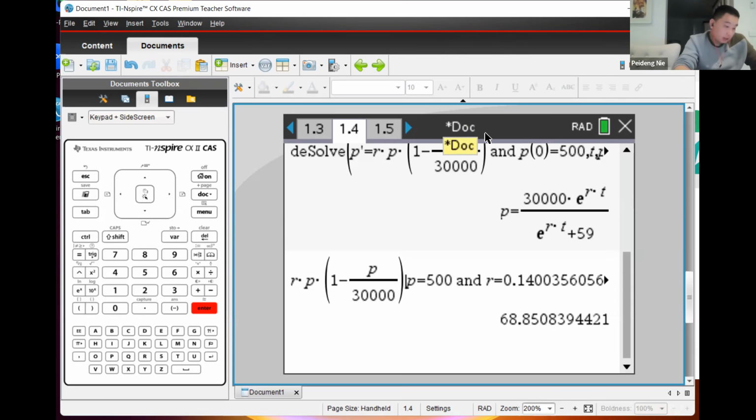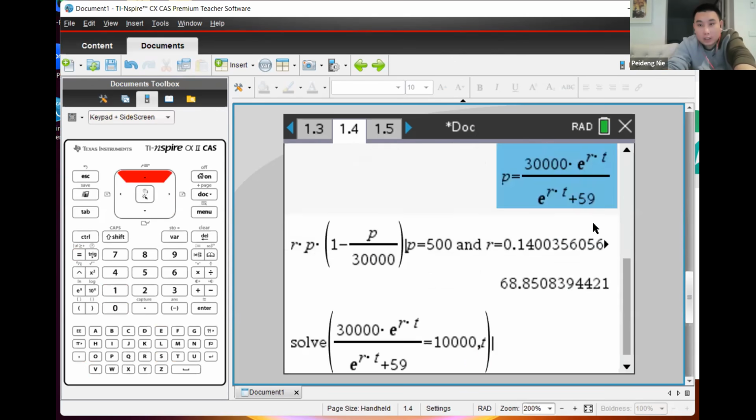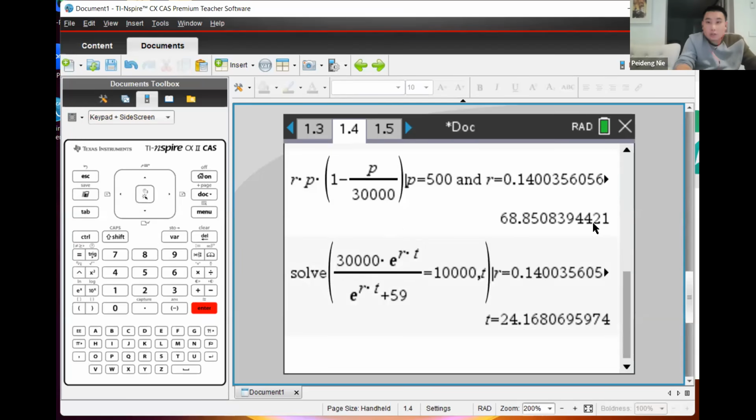And the next part is asking how many years will the population reach 10,000 butterflies? Give your answer correct to 1 decimal place. So I'm going to use the solution here. So just copy this down, equals 10000, comma T, given that R equals that value. So it takes 24.168, so 24.2 years to reach 10,000 butterflies. Okay, let me just fill in the answers here.